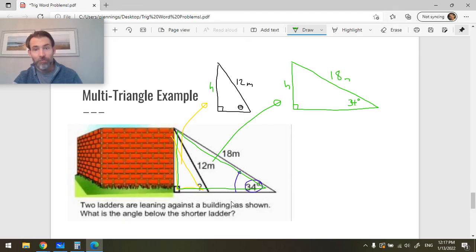Okay, so let's do that. Let's solve for the height of the building, and that solves this side, which is the common side to both triangles. That's the side through which they're conjoined. Okay, so let's take a look. How will I solve for the height of the building using this triangle? Sine, cosine, or tangent?